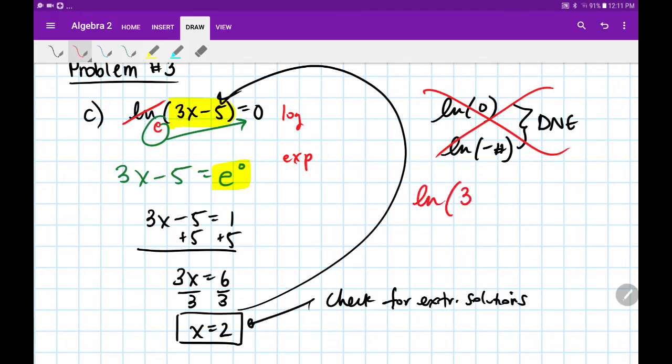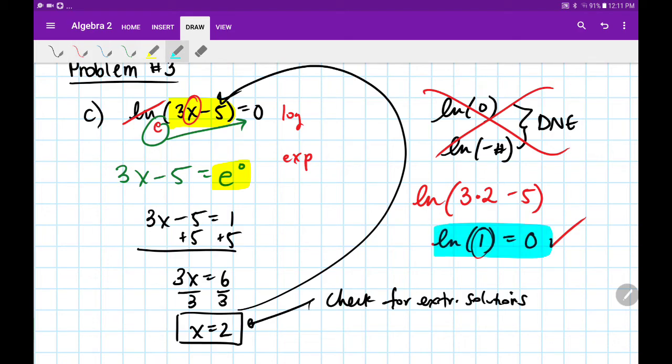I have natural log of 3 times, so instead of x, I'm going to write 2, minus 5. Well, 3 times 2 is 6, and 6 minus 5 is 1. So I'd be taking natural log of 1. Hey, that's okay. I can take natural log of 1, and in fact, if I did, the answer would be 0, if you remember your rules from before. So we have no extraneous solutions here. This is valid.